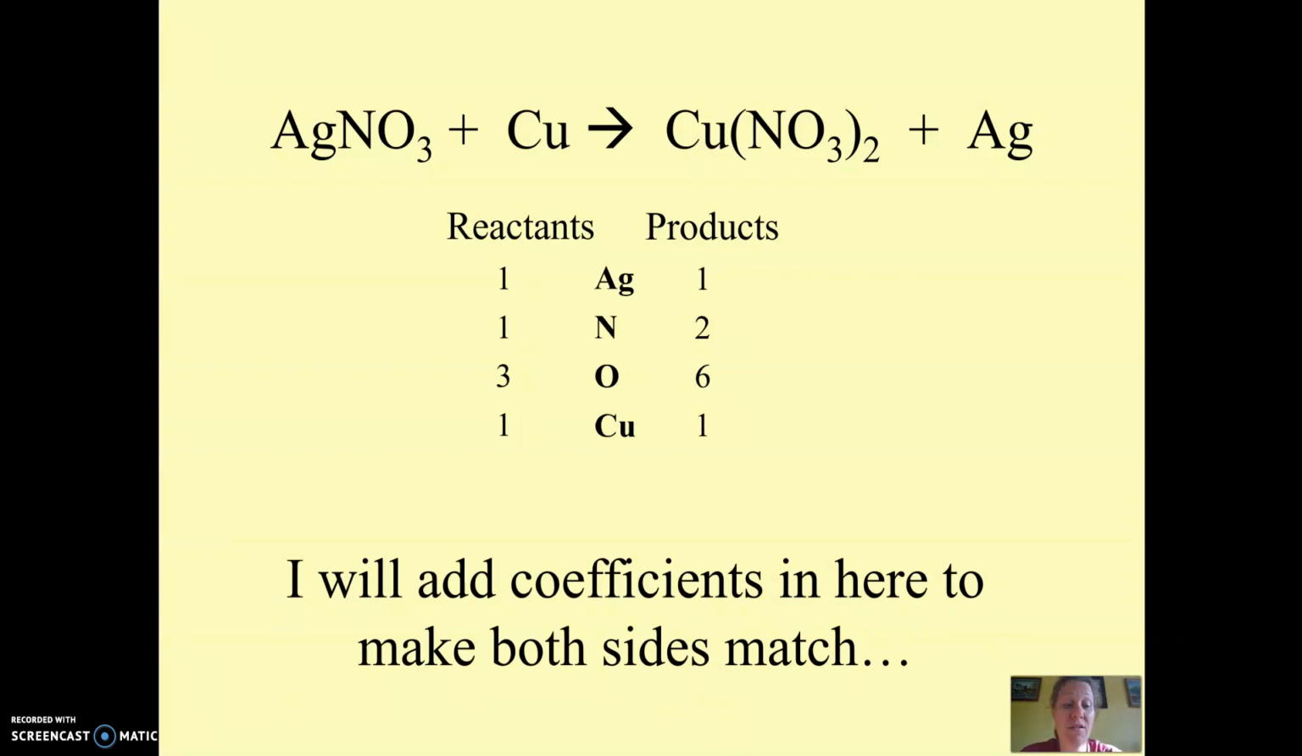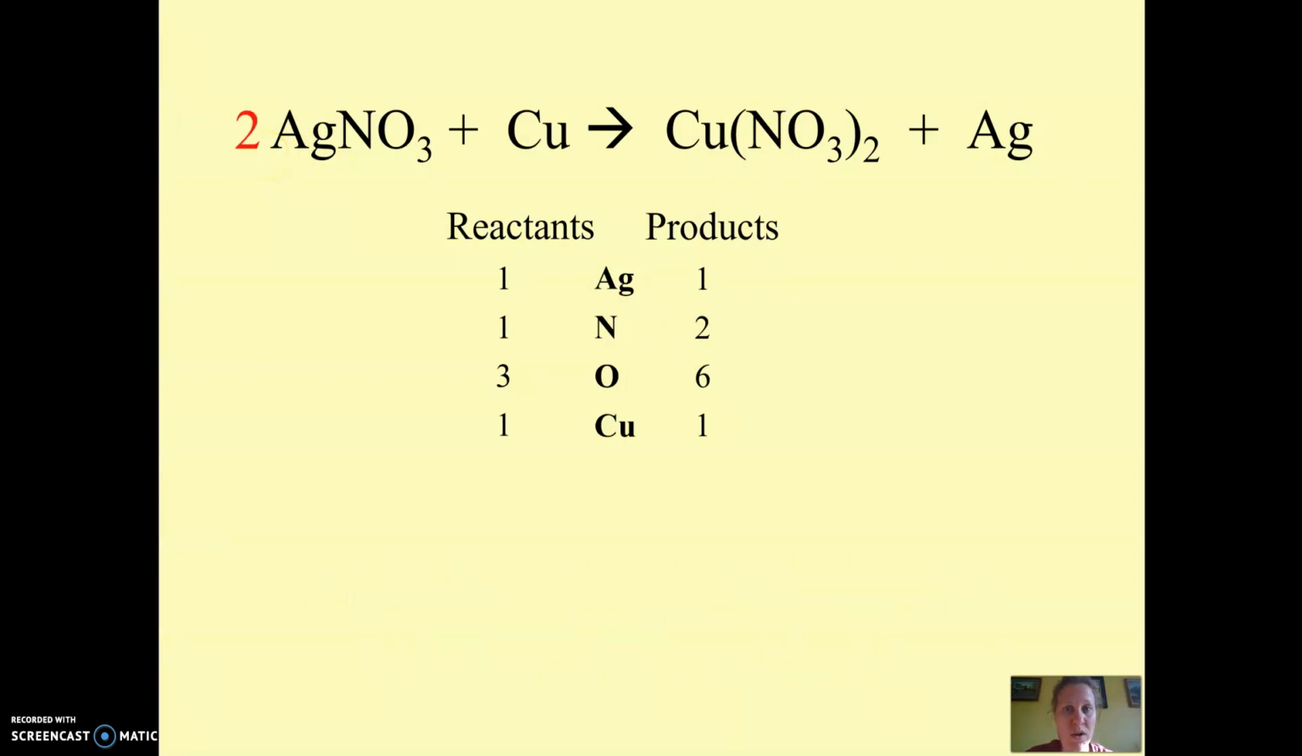And this is the order I do it. I always just start with the first thing that's not right. So the Ags are okay, but the Ns aren't. The product side has 2 Ns, so that means the reactant side needs a 2. And all you do is put numbers in front. So I put a 2 right there.